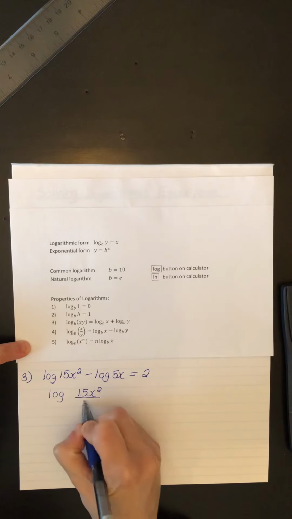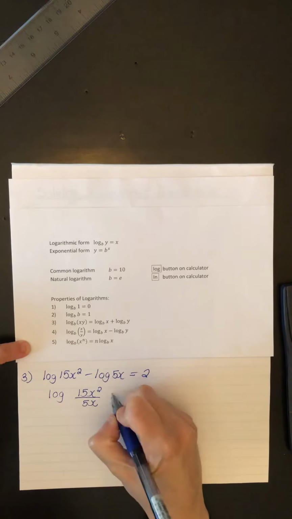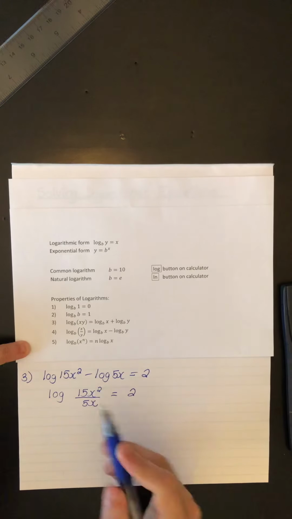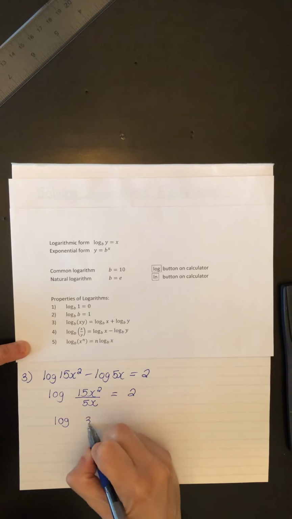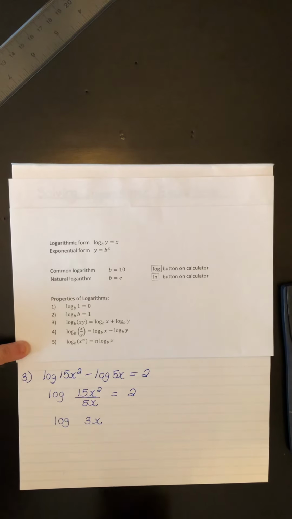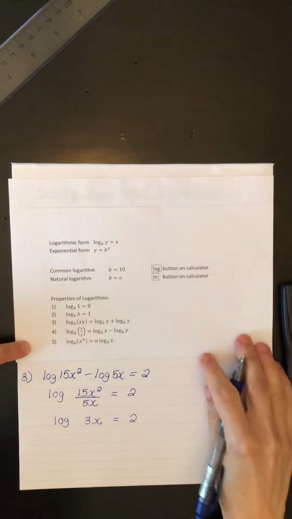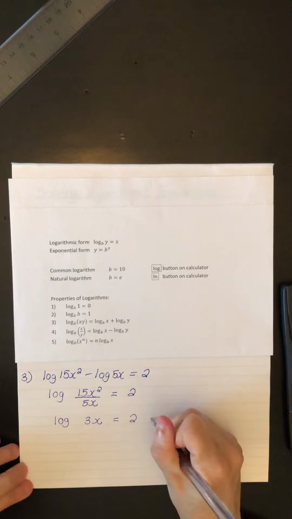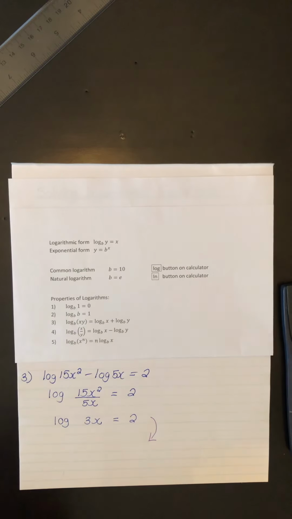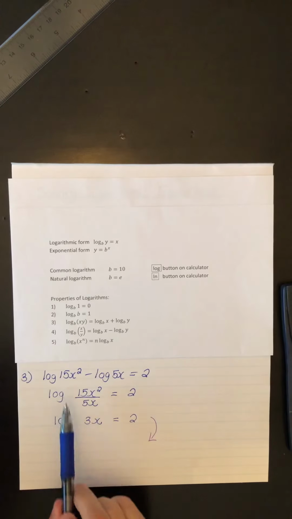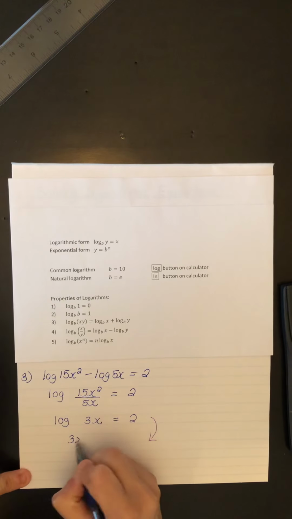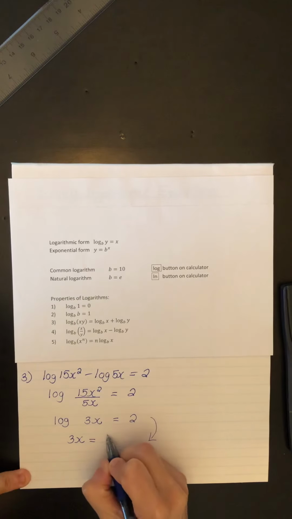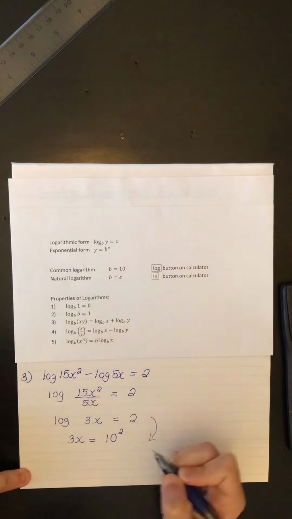15x squared over 5x will now be the argument. This is something that can be simplified using division. 15x squared divided by 5x is 3x. And now we are ready for the switch in forms. Again, there is no base indicated for these logarithms, so this is our common logarithm of base 10. So we write 3x equals 10 is the base, 2 is the exponent.